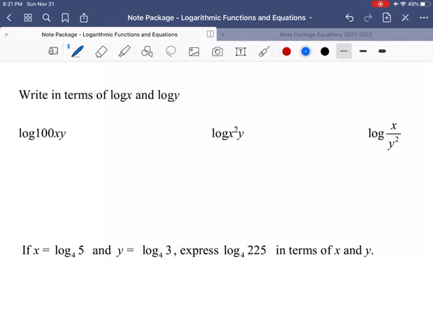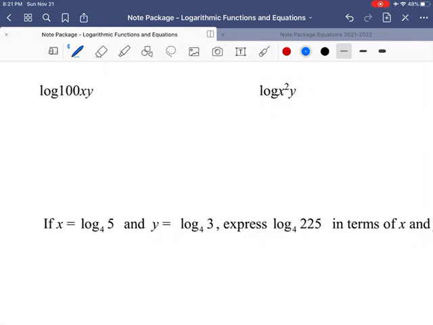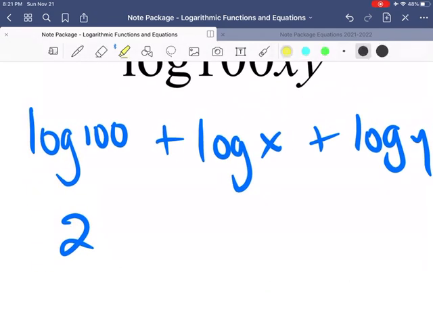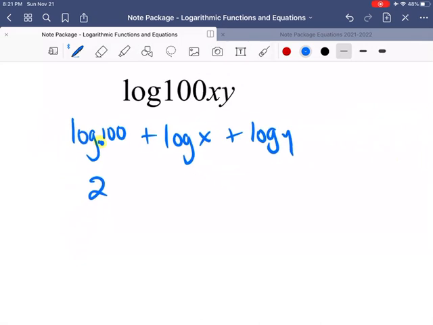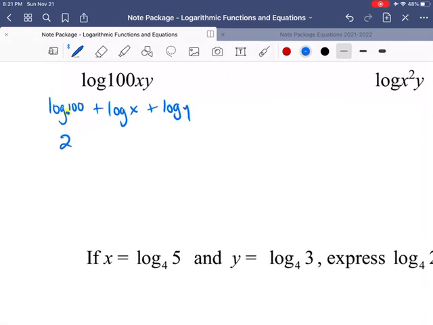Right, in terms of log x and log y. So we actually have three things here. We've got log 100 plus log x plus log y. Now log 100 simplifies to 2, because if you recall, if there's nothing written there as the base, the default is 10. So 10 squared becomes 100, so log of 100 can simplify to 2.